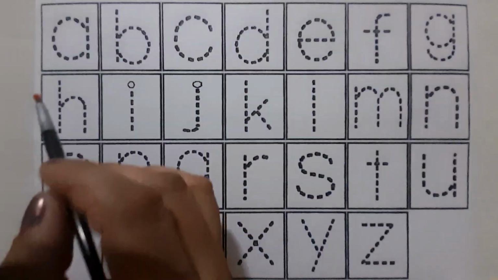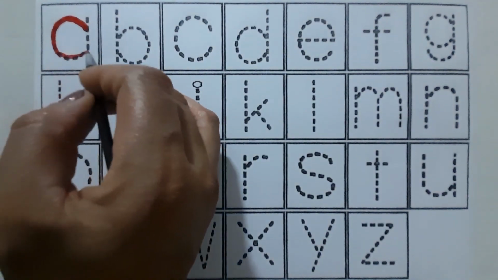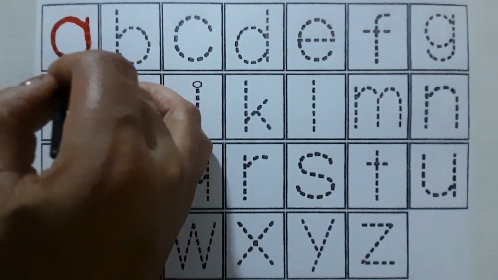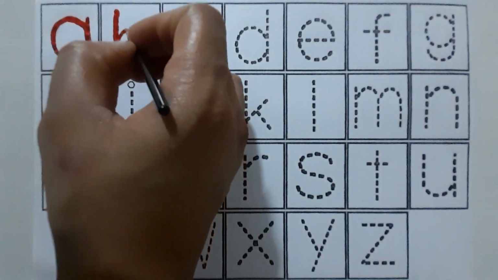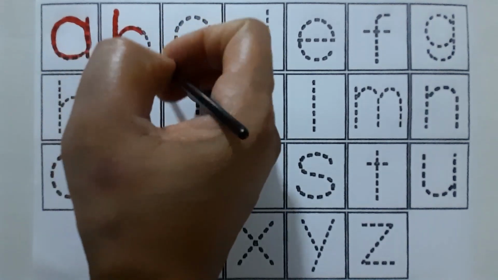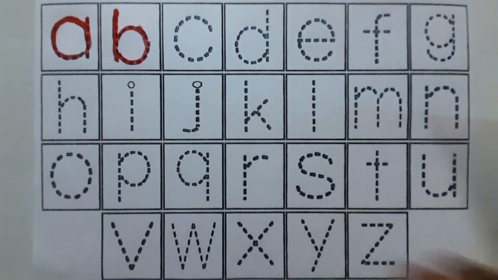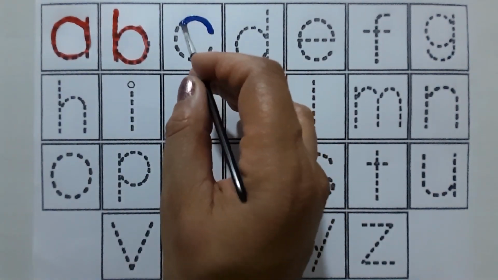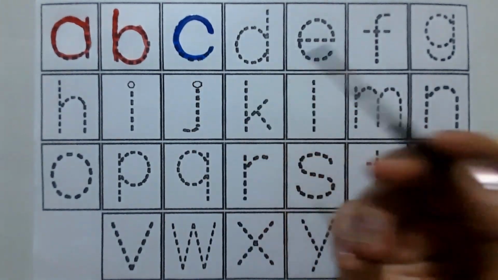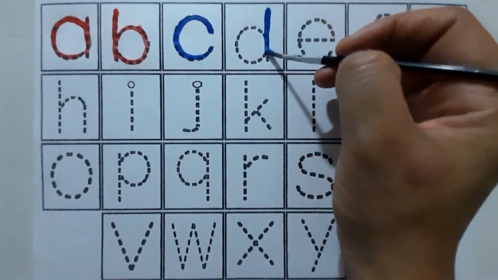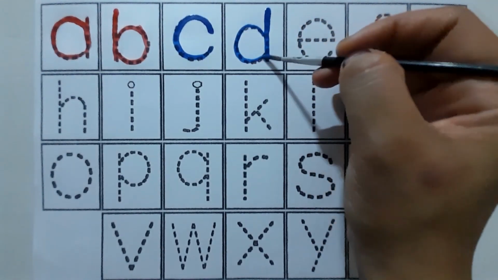Let's start. First letter is small a. Small a, red color. After A, small b, red color. A for apple, B for basket. C for camel, blue color. D for donkey, blue color.